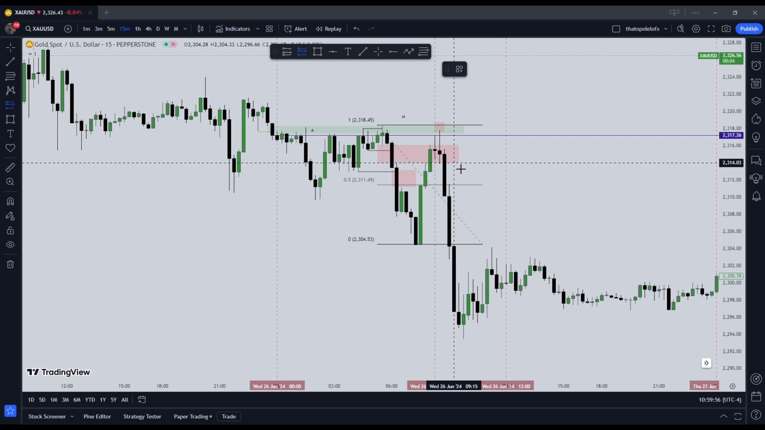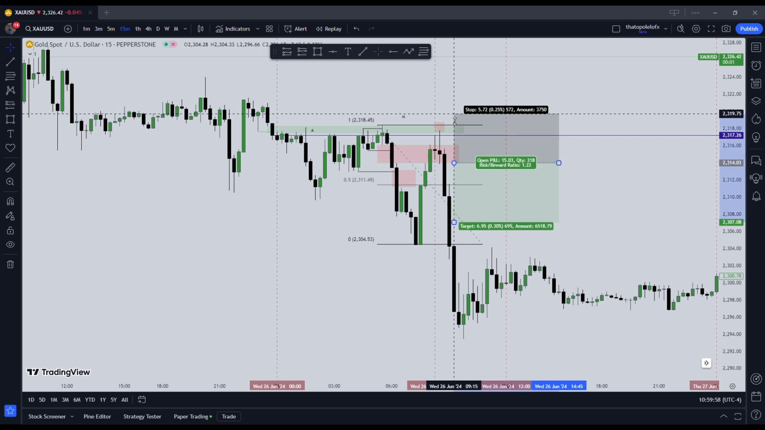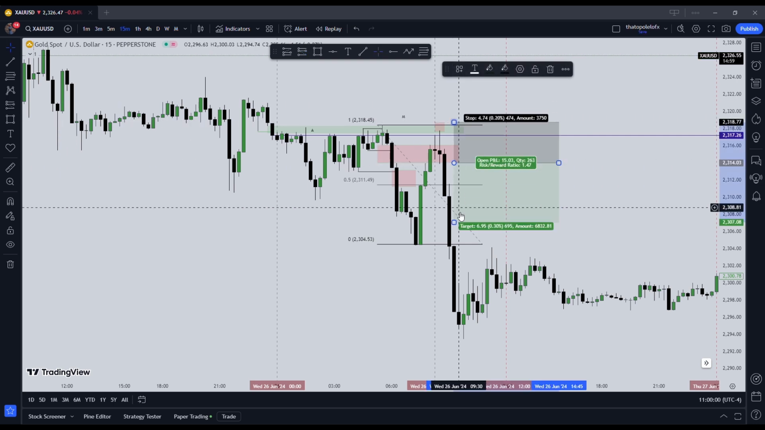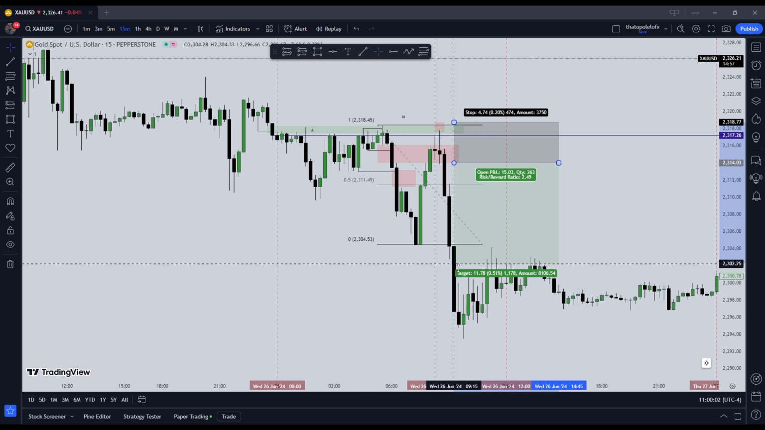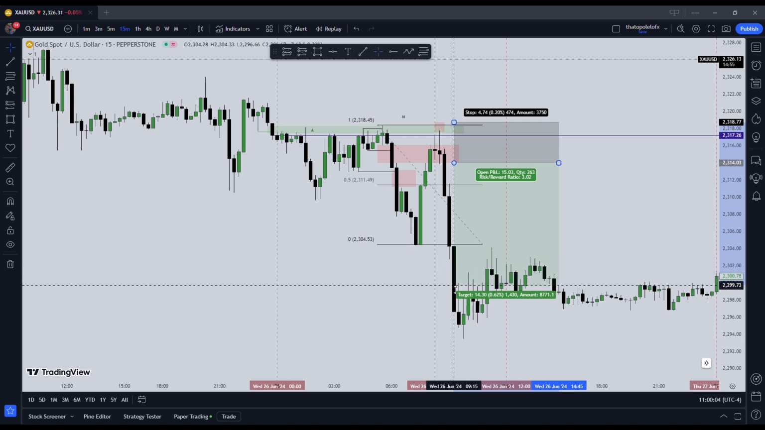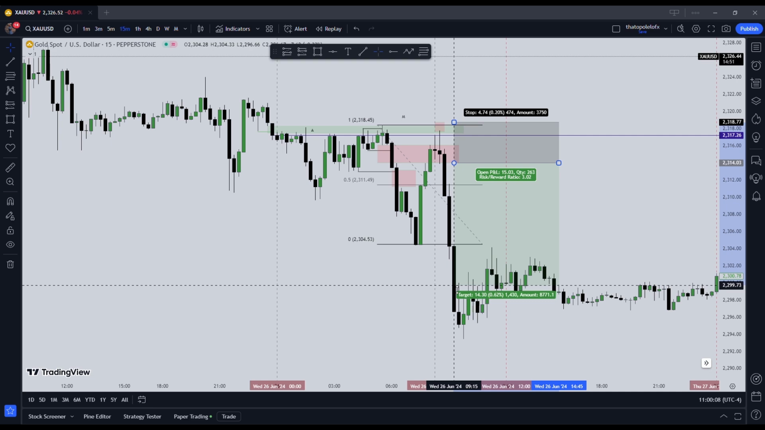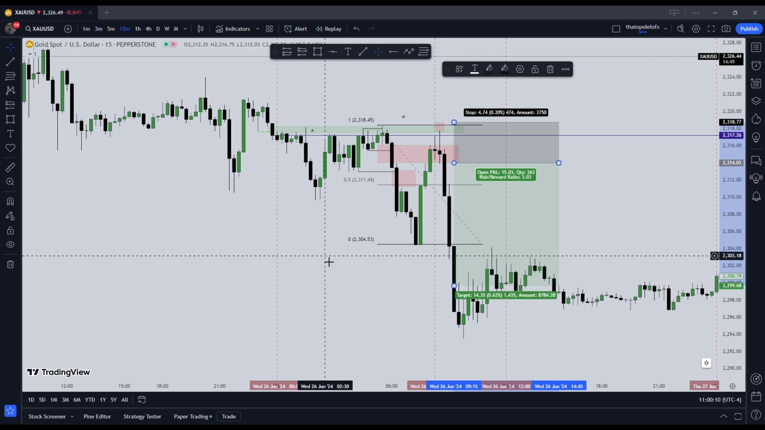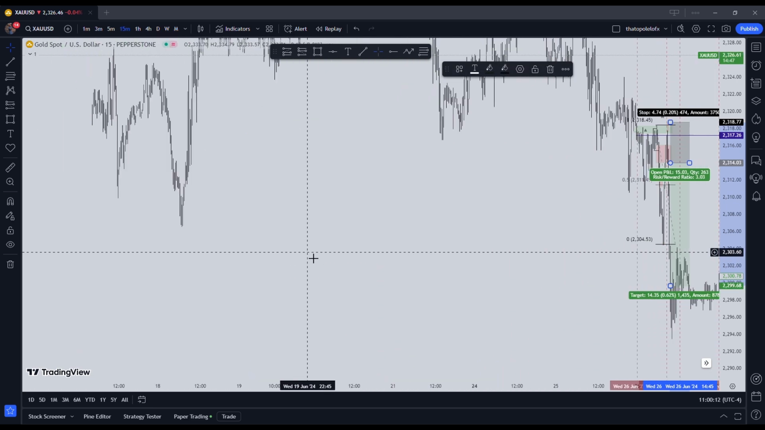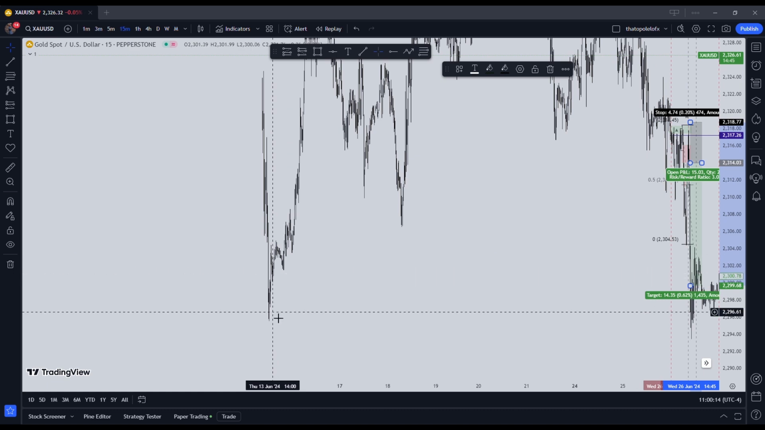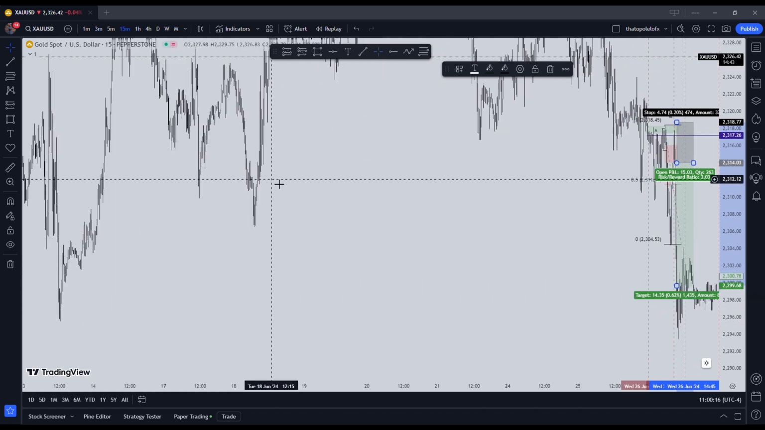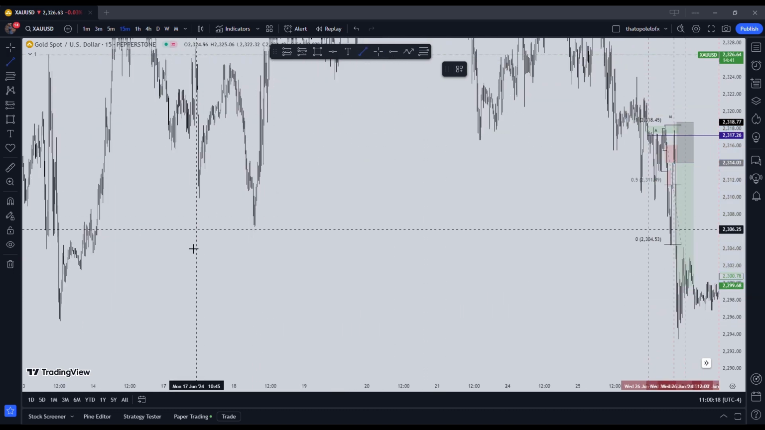My trade would look like so. I would enter right here, my stop loss would be here, and then my take profit would probably be 1:3. Risk to reward is 1:3 right here. Or if there's a low somewhere here, I'll target this low. I'll probably target this previous low.